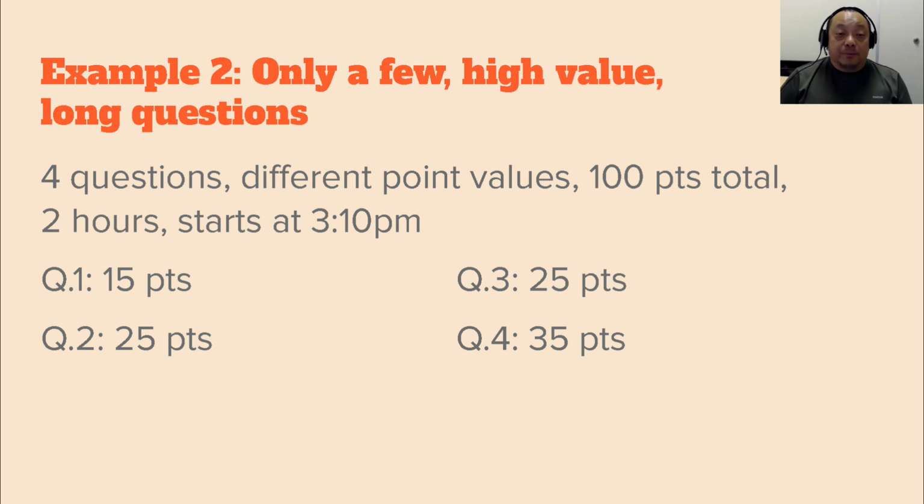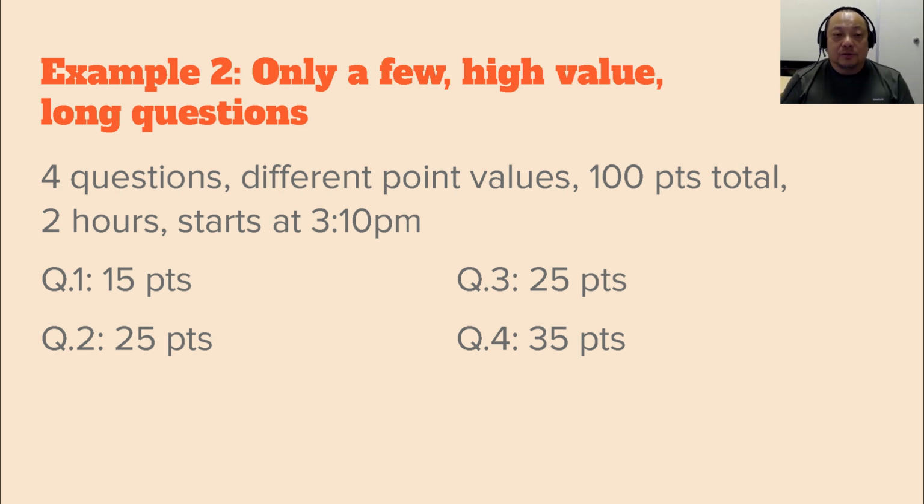Let's move to the next example. Example 2. This is a situation where the test has only a few questions, but they all have different point values. Something like this. This tends to happen more in an advanced class. 4 questions, 100 points total. 2 hours start at 3:10 p.m.